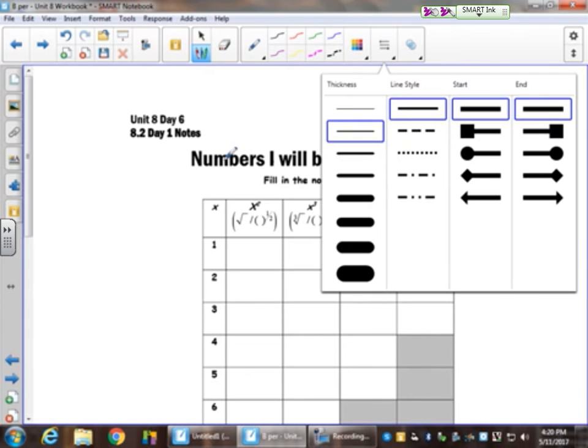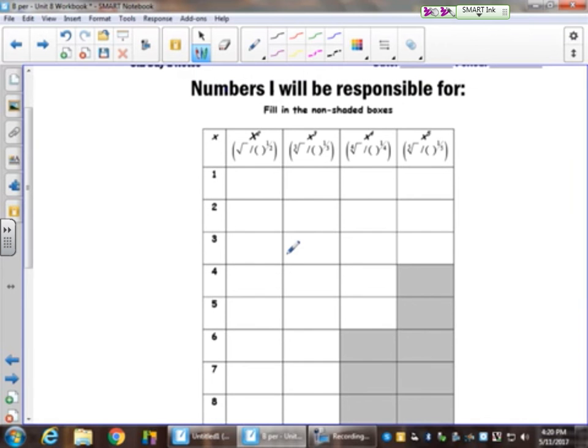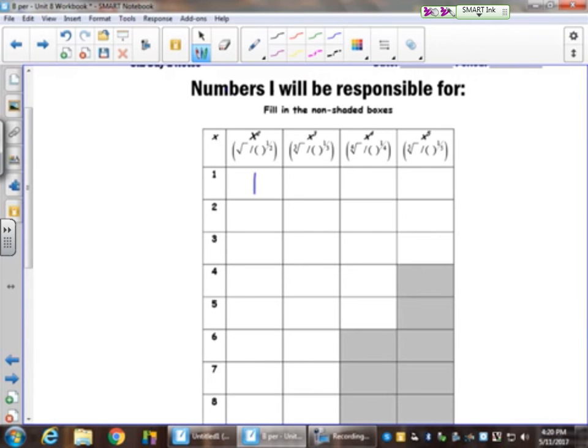And how does 4 divided by 2 simplify? Fill in the non-shaded boxes. So what is the 4 here? 1 squared. 1 to the 3rd means 1 times 1 times 1, that's still 1. 1 to the 4th is 1, and 1 to the 5th is 1. 2 to the 2nd power, so the answer is 4.